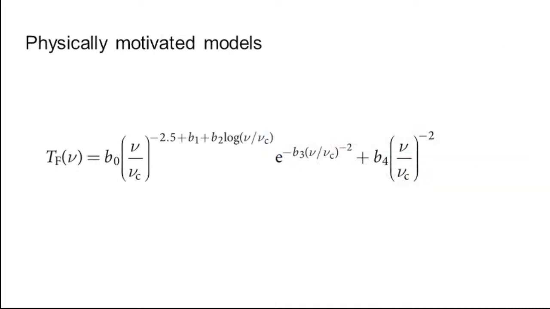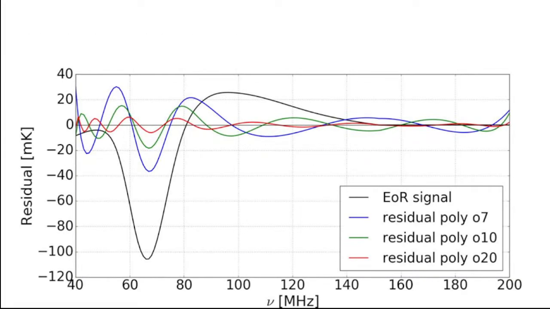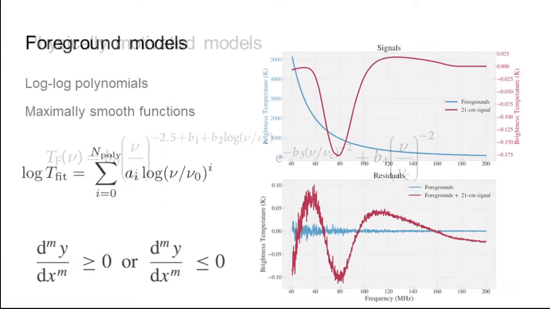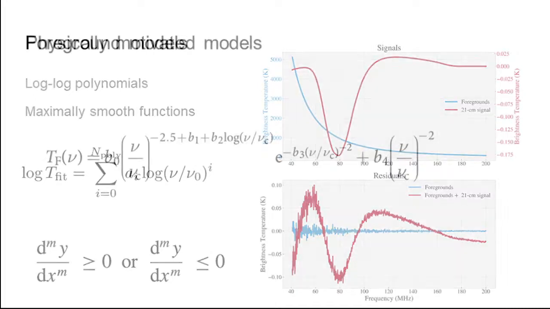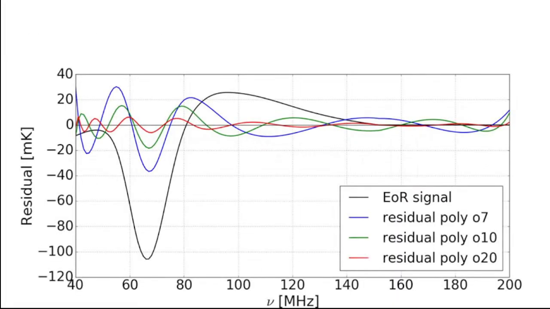For example, if I took an unconstrained polynomial, which is just this, without constraining its derivatives at all, you'll see that as I increase my orders from 7 to 10 to 20, my signal amplitude starts to go down accordingly. Expected. That's what polynomials are supposed to do. But if you just constrain these derivatives, the story completely changes.